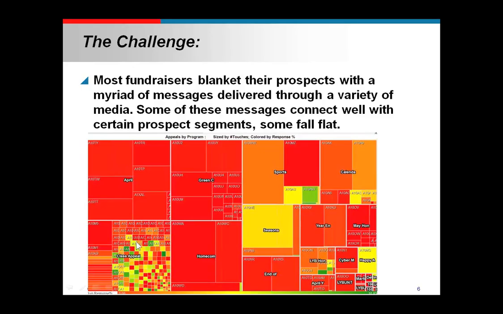Here, green means it's good, the higher yields. Red means it's bad, the lower yields. And then the size is how many sends there were. So this is visually showing you that there's an awful lot of these bigger programs that have a lot of sends that just have very low yield.